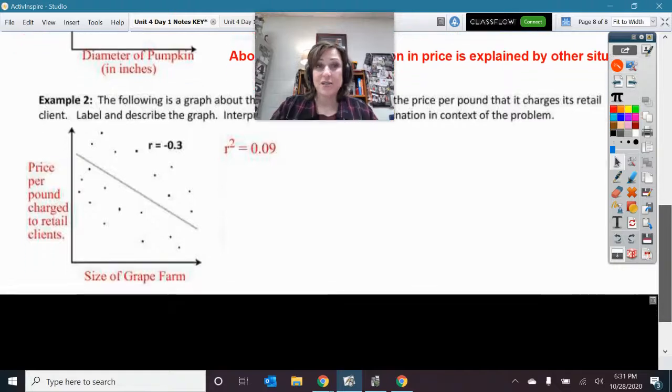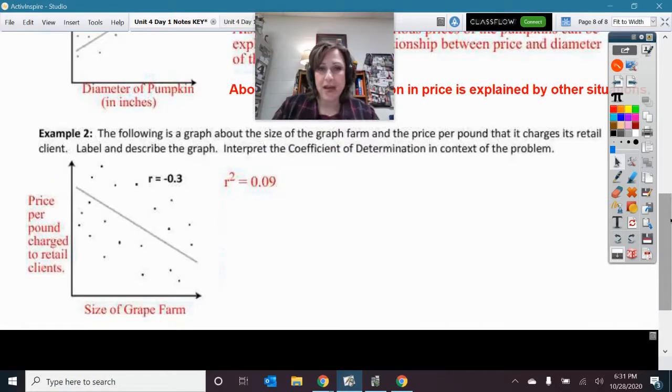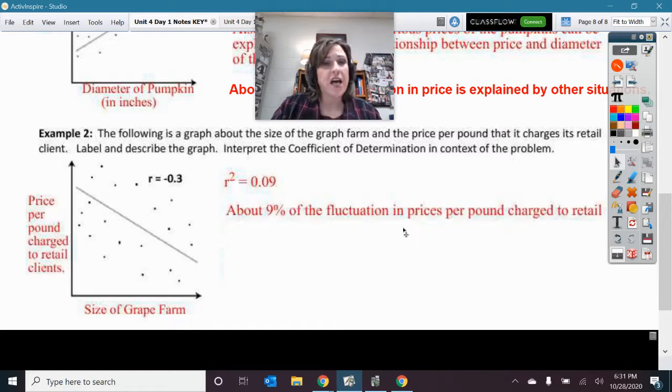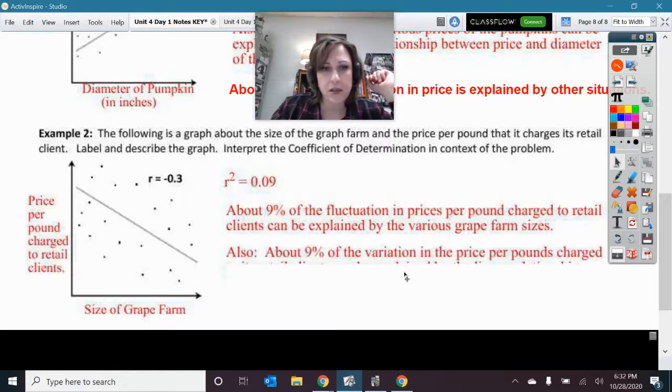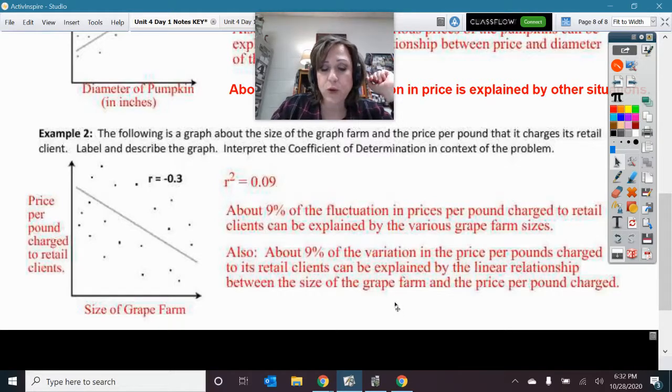So this tells me that only about 9% of that fluctuation in the price that it charges its retail clients is explained by the sizes of the farm. Small farm versus a big farm. Okay? Only 9%. 91% is happening because of other things. I don't know what those would be. Location, the relationship you have with the clients, whatever.